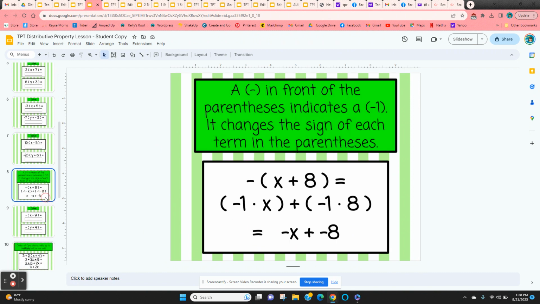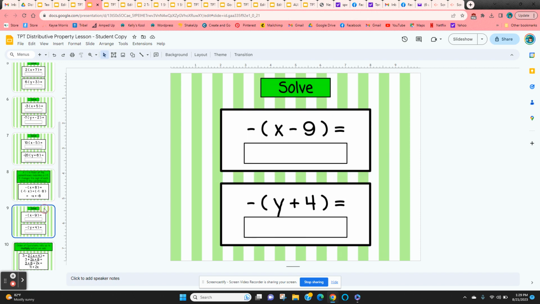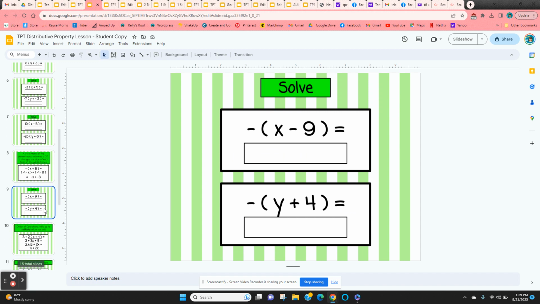And then when you get down to slide 8, now it shows them what to do when there's a negative symbol outside the parentheses. So you're distributing a -1. And what happens is it just changes the sign of the numbers in the parentheses. So -1 times x plus -1 times 8, and you're going to get -x plus -8. So you can see it just changes the sign. So students have a couple of those to solve.